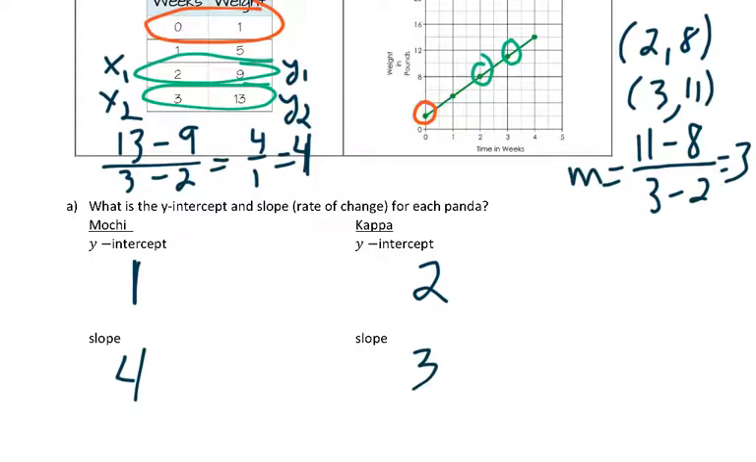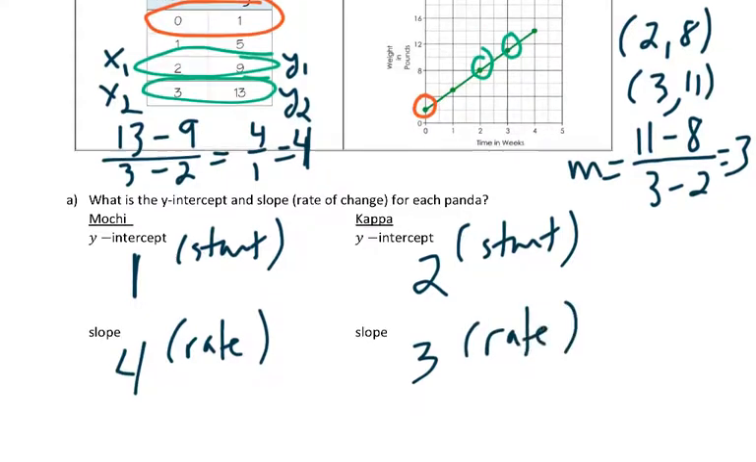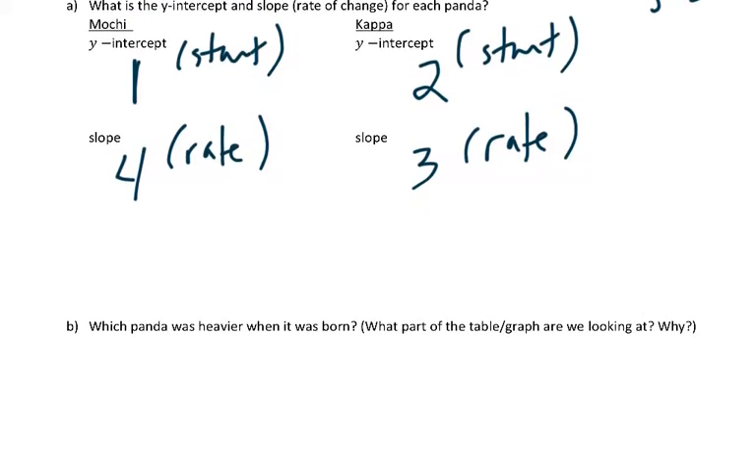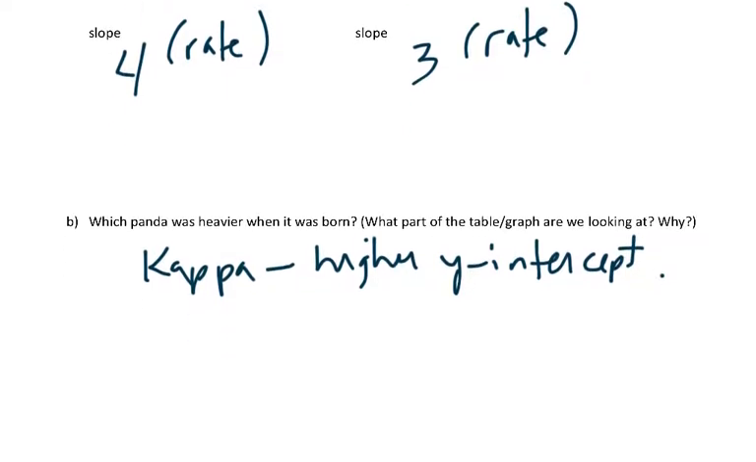When Mochi's born, she starts, the y-intercept is 1. She starts at 1. When Kappa's born, he starts at 2. But Mochi, the rate, the slope, is going up faster than Kappa. Which panda is heavier when it was born? Well, that's Kappa. He has a higher y-intercept, higher starting point. Okay?